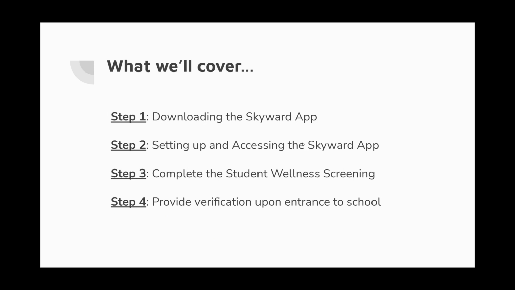Here are the steps that we'll cover in this slide deck. The first is downloading the Skyward app. The second is setting up and accessing the Skyward app. We'll walk through how to complete the student wellness screening or the health attestation. And also, we'll talk a little bit about providing verification upon entrance to school and what that looks like.